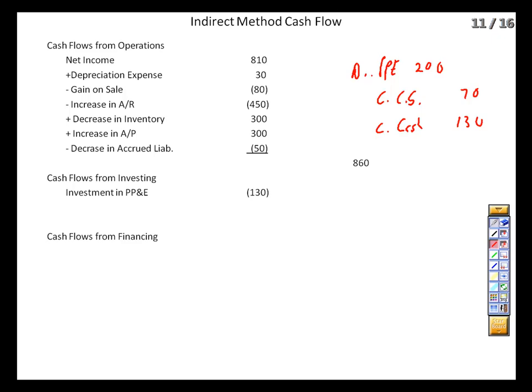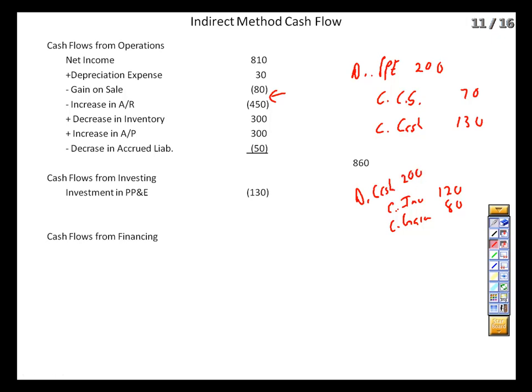How much cash did we receive for selling those investments? Not $120. Why not? Because of that gain that we saw up here in the operating section. When we sold those investments, what did we do? We credited investments for $120. It looks like we credited gain for $80. How much did we actually receive in cash?